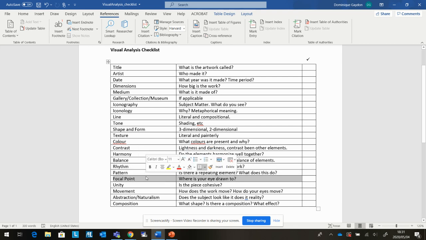So there's a focal point. Where is your eye drawn to first? This will either be something that has a lot of space around it or something that's very bright and light. Depends. The focal point for some artworks is predetermined, but I am leaving this point up to your interpretation.